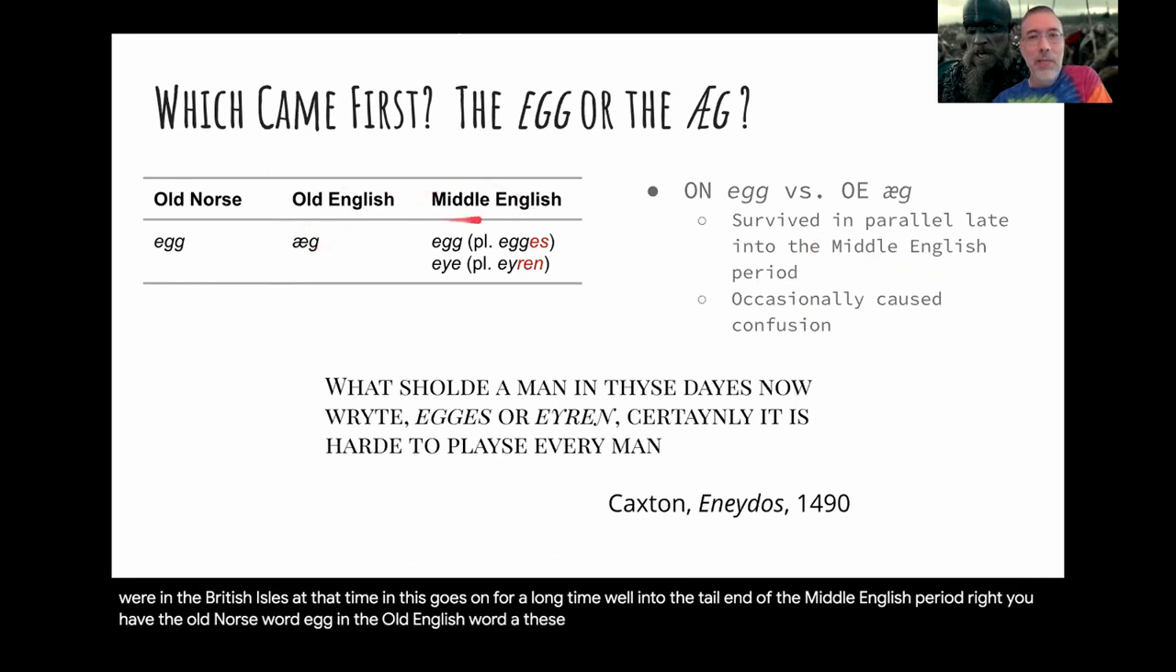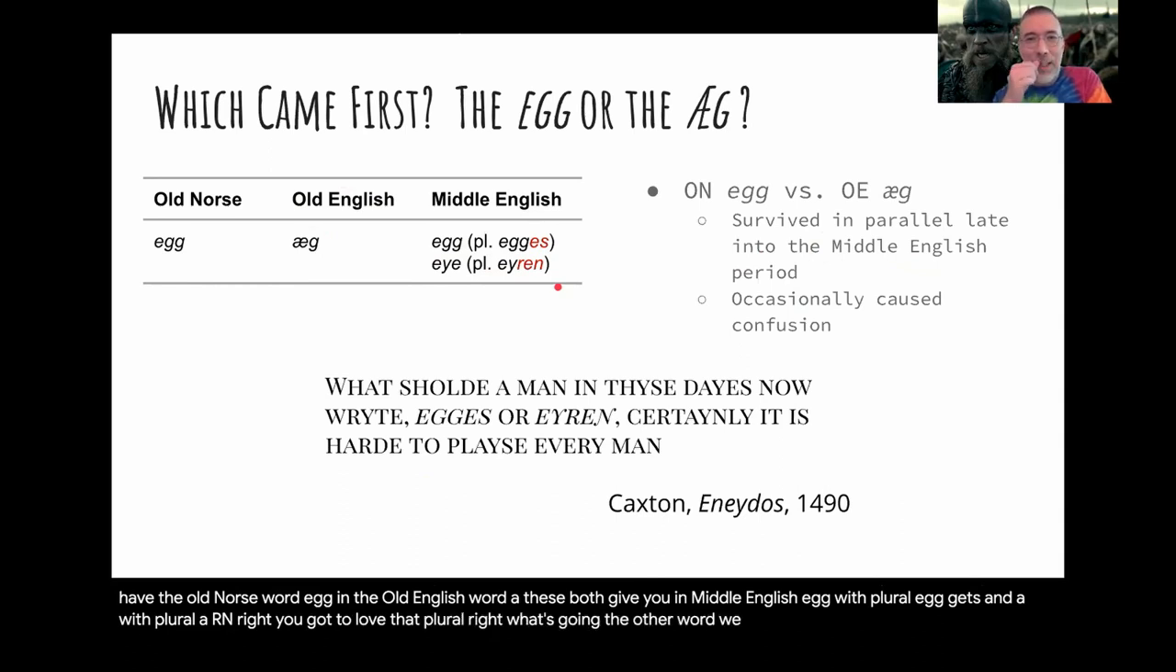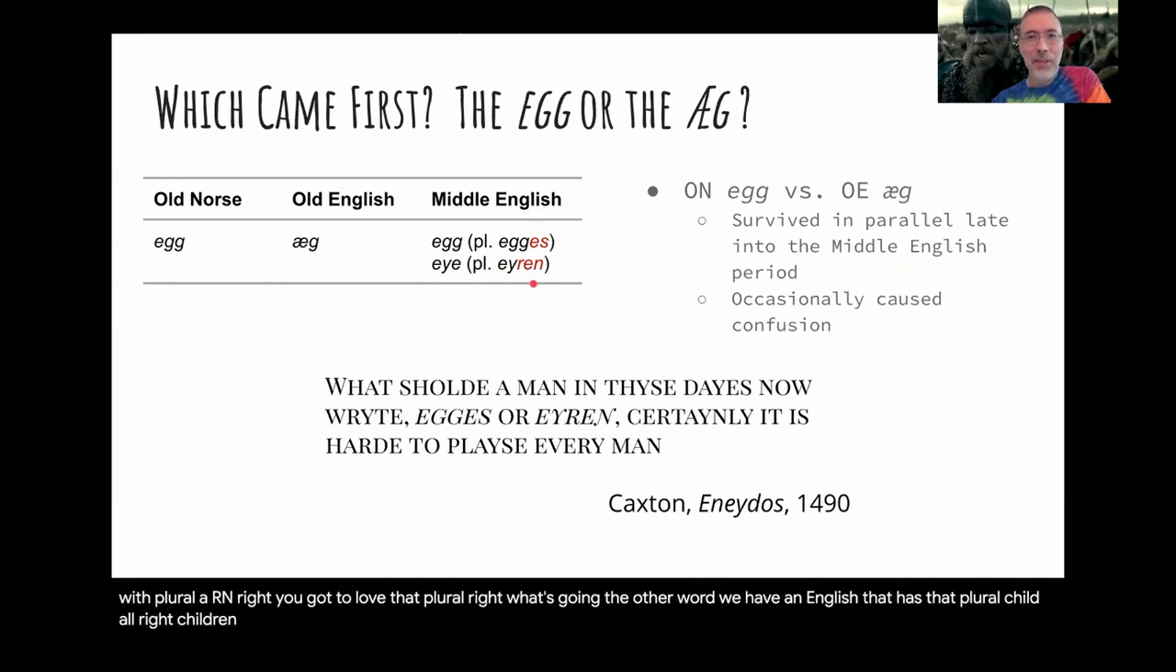These both give you in Middle English egg with plural egges and a with plural eiren, right? You gotta love that plural, right? What's the only other word we have in English that has that plural? Child, right? Children. So it would have been great if that had survived, right?